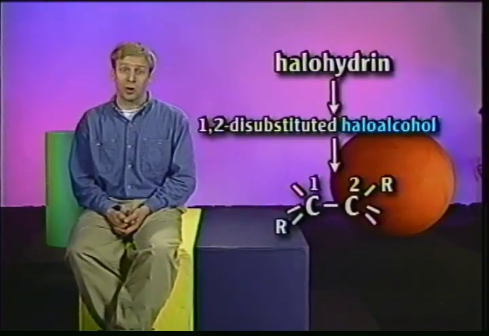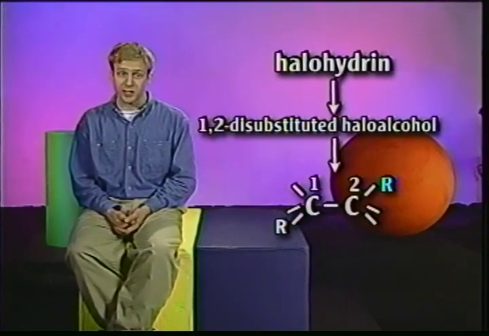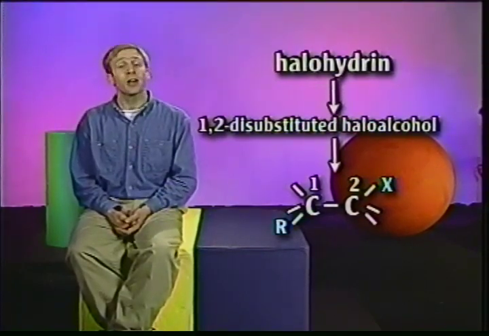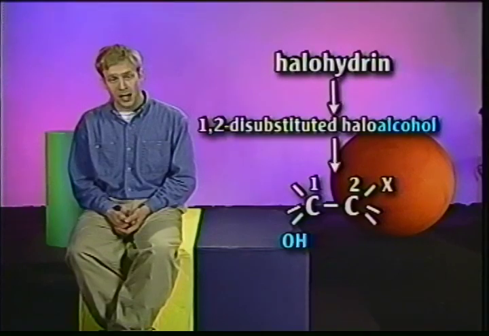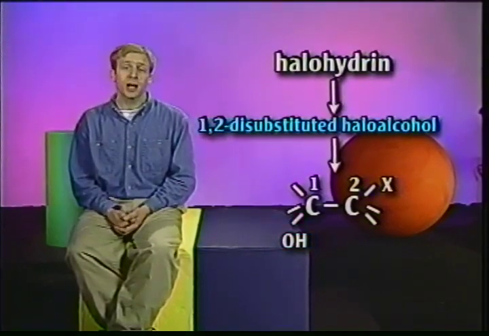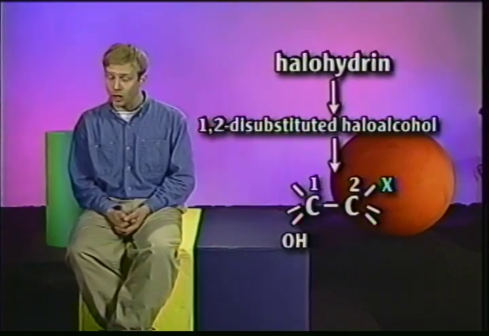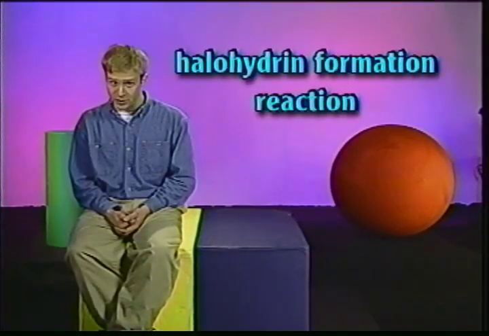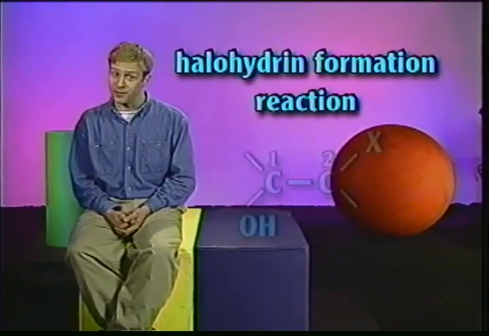It does? Yep. The term haloalcohol tells us that one of the two substituents is a halogen, X, and that the other substituent is an OH group. So basically, all a 1,2-disubstituted haloalcohol is, is a molecule with a halogen on one carbon and a hydroxyl group on an adjacent carbon. And in this next reaction, a halohydrin formation reaction, we're going to find out how to make one of these things.